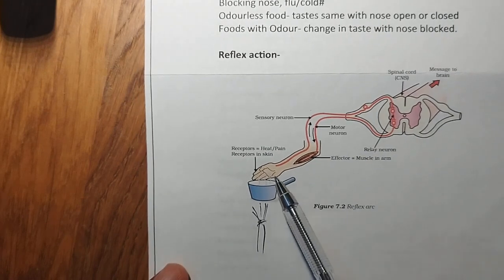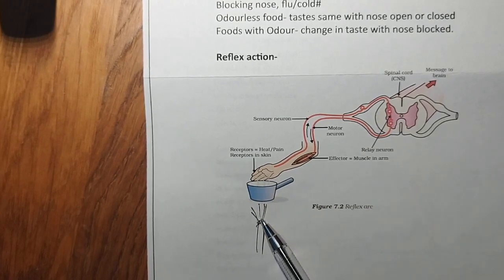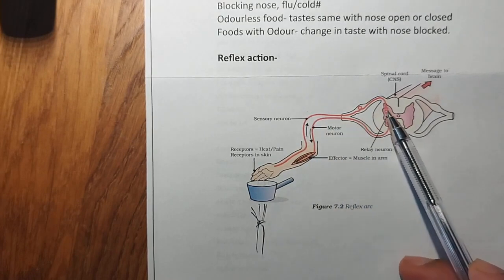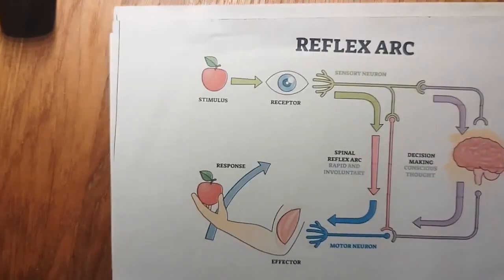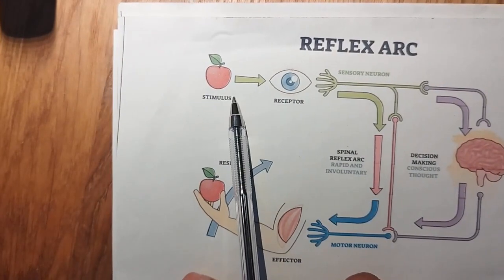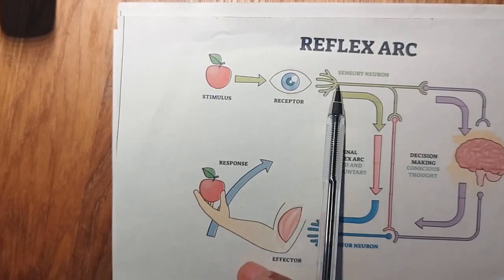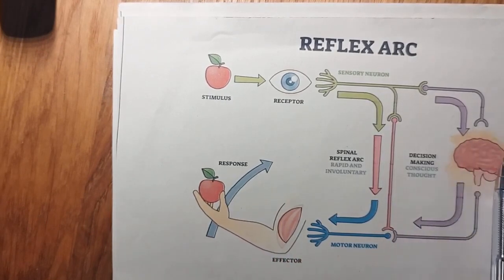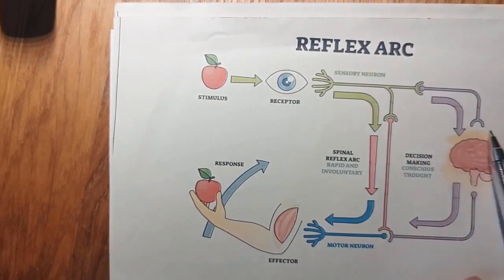So if you are touching your hand to a hot pan, or your hand comes in contact with a hot flame, the signal goes from sensory neurons to the spinal cord, and then from the spinal cord it goes to the brain. Here I'm showing you the same thing but with a different receptor: the stimulus of food to the eye, then a sensory neuron carrying the signal to the brain. The brain's thinking centers have to process that input sensory signal and then make a decision.